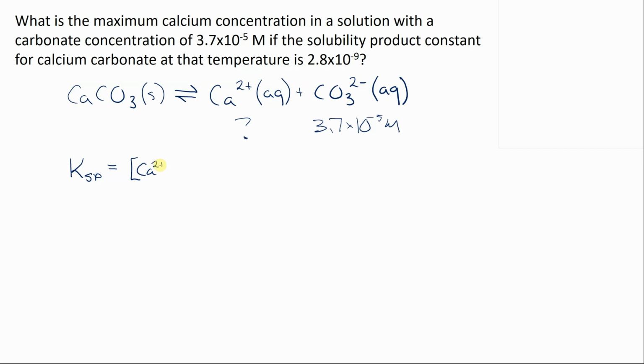So my products would be calcium 2 plus, the coefficient's 1, so I don't include an exponent, times the carbonate. And again, the coefficient is 1, so I don't need to include an exponent. And so basically, if we're given the KSP of 2.8 times 10 to the negative 9, and we have one of these concentrations, we can calculate the other. In this case, we're trying to calculate the calcium concentration, and I can do some simple algebra, dividing both sides by the carbonate concentration to get the solubility product constant over the carbonate concentration.